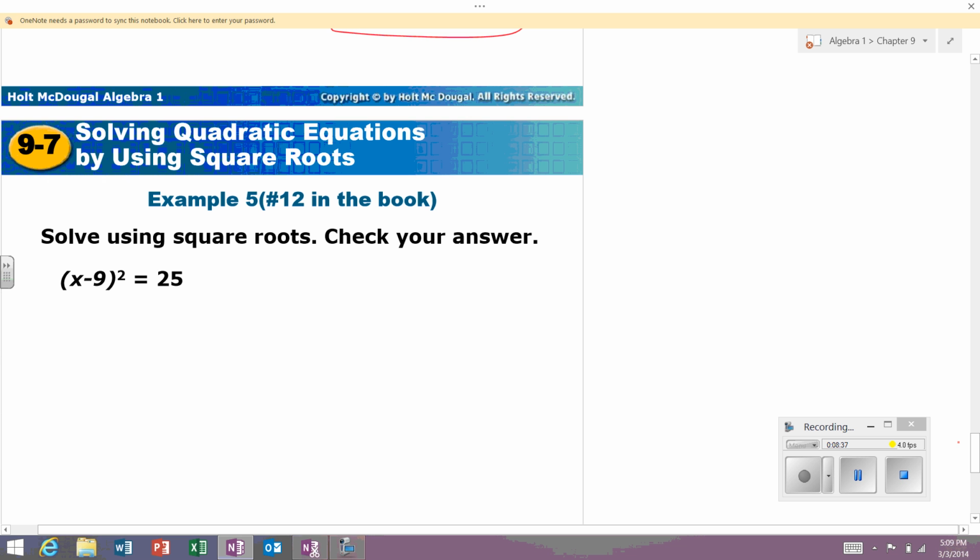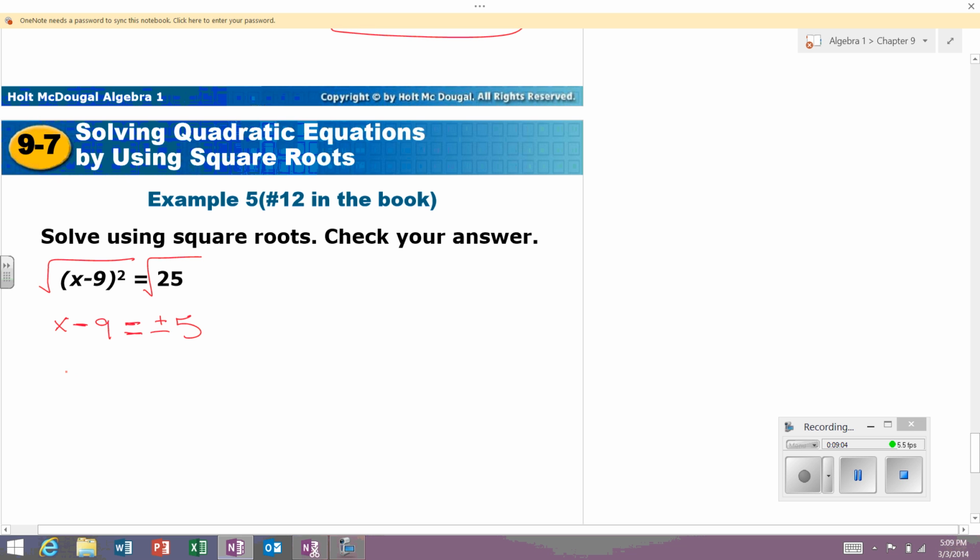Okay, if we have a part in parentheses, like x minus 9 squared, the part that's squared is already isolated, so what you're going to do is take the square root of that whole thing. If you take the square root of x minus 9 squared, you're going to be left with just x minus 9. Then we have plus or minus the square root of 25, which is 5.